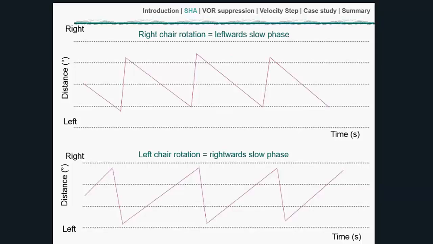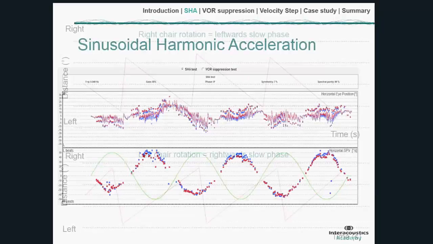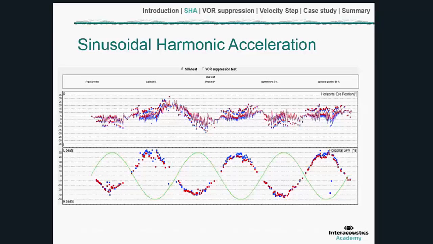Now, when it comes to the results of the sinusoidal harmonic acceleration test, this is what we end up with. The green line here is the stimulus, that's the head stroke chair rotation, and the eye movements will then alternate between left beating showing a left head rotation, and then right beating showing a right head rotation. And when we rotate the chair repeatedly from side to side, then we can build up a trace where the pattern of the ensuing nystagmus constantly flips from right beating to left beating to right beating to left beating, and so on and so on.